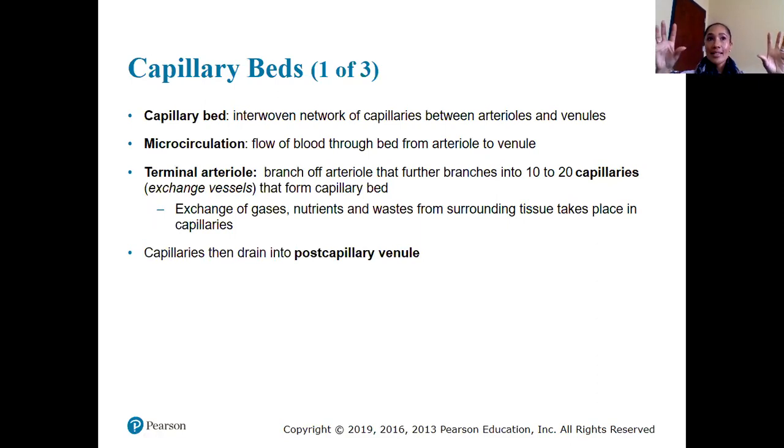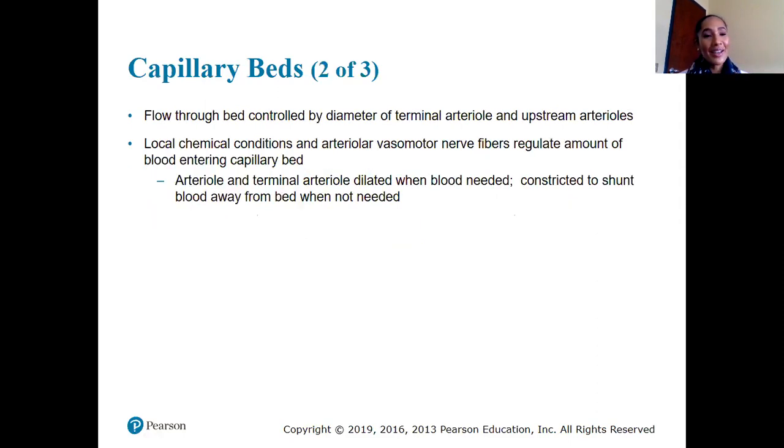So in a sense, if we want to take the bigger picture, we're going to go from the heart through elastic arteries, then to muscular arteries, then to arterioles. The last arteriole that will then drain into the capillary bed will be a terminal arteriole. Blood will then flow through this capillary bed and then exit out of the capillary through a post-capillary venule. Does that make sense? I hope it does. If it doesn't, just let me know.